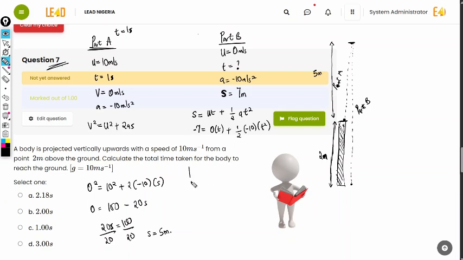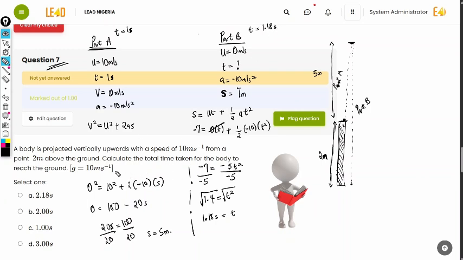So this will be -7 is equal to, this guy cancels out, -5t squared, right? Because half times -10 is -5. So I can divide both sides by -5, and I would have 1.4 is equal to t squared. If I take the square root of both sides, t would be equal to 1.18 seconds. So my time here is 1.18 seconds.